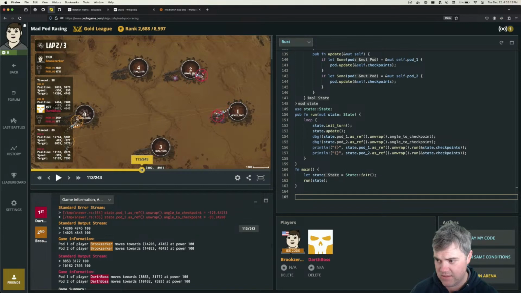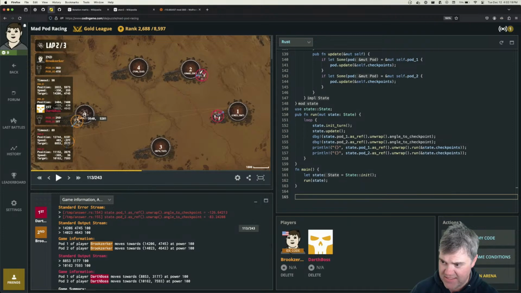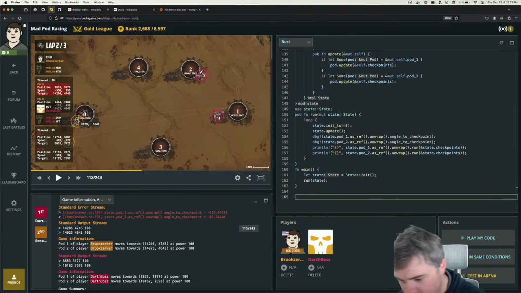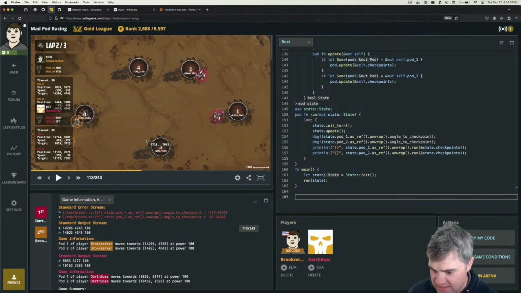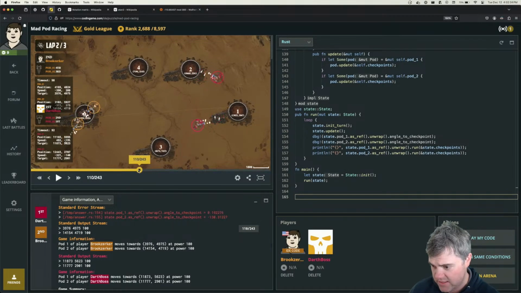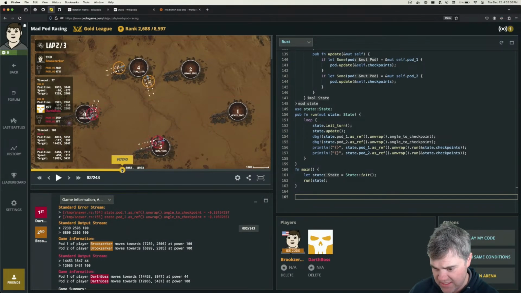Here we passed this one, and now we're going over here, so it is pretty far. Pod 1 is negative 126, and that's 83. Okay, so that actually looks right. I think there was one where it was in the 360s though, right?